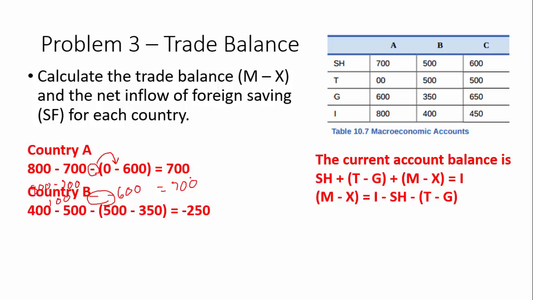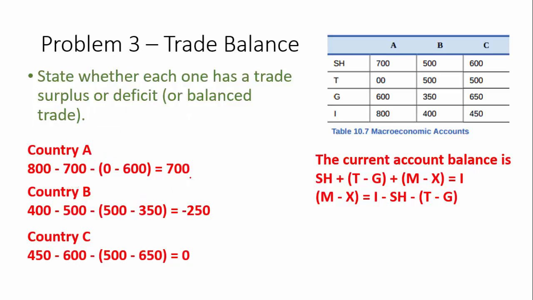So here's country B's calculation. That's a negative 250. And country C's calculation is 0. Moving on to the next slide: state whether each one has a trade surplus, a trade deficit, or balanced trade. Country A is 700, which is a surplus, so this is a trade surplus. Country B has a trade deficit, and country C is balanced trade.